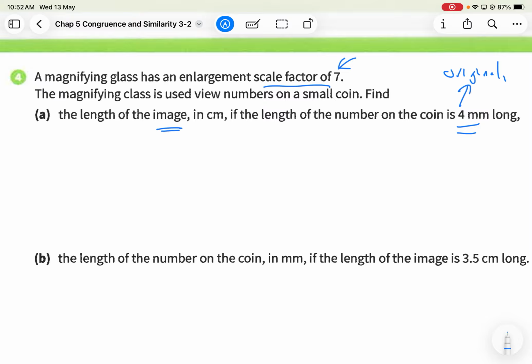Okay, the coin is originally 4 mm long. After enlargement, the number will multiply by 7. 4 mm multiplied by 7 is 28 mm. But they want you to write in centimeter, so it equals 2.8 cm.